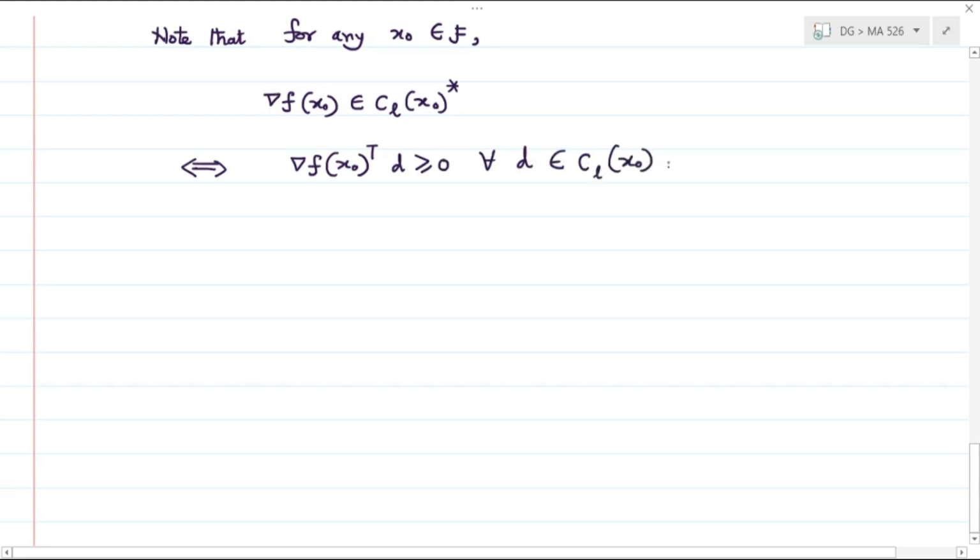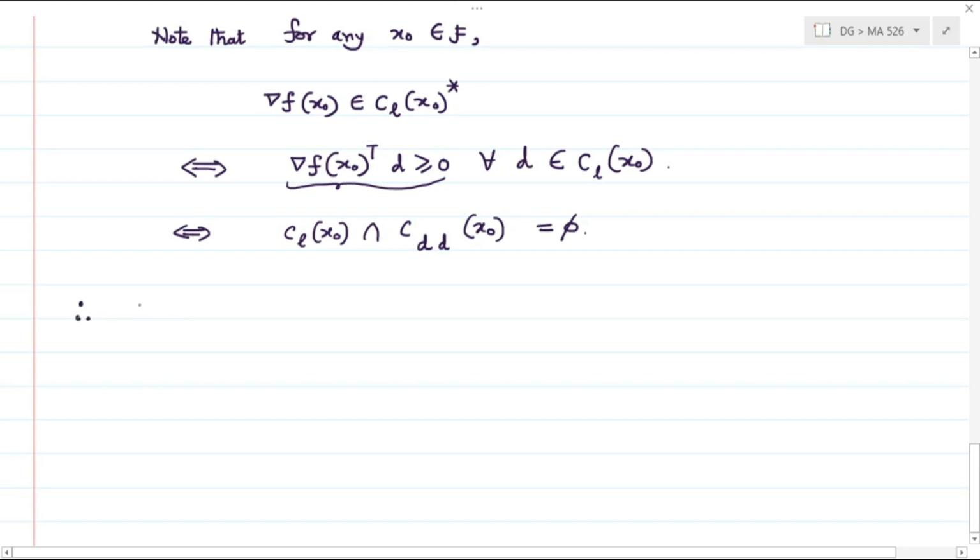At x naught. And once you have this, then obviously any d that is in the linearizing cone satisfies grad f(x naught) transpose d greater than or equal to 0, obviously it cannot be less than 0, and that gives you that the intersection of the linearizing cone and the cone of descent directions at x naught is equal to the null set, because the cone of descent directions has the definition that d must satisfy grad f(x naught) transpose d less than 0, and therefore it is equal to null. Once it is equal to null, then what happens?